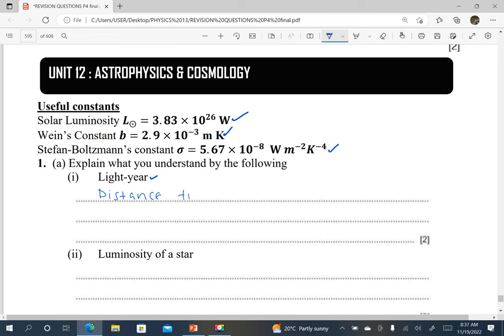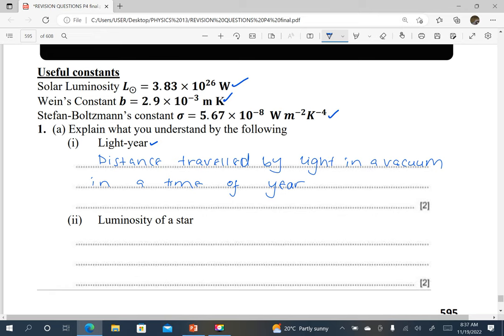traveled by light in a vacuum in a time of 1 year. So that is the light year, the distance traveled by light in a vacuum in a time of 1 year. It means a light year is a unit of distance, it is not a unit of time.